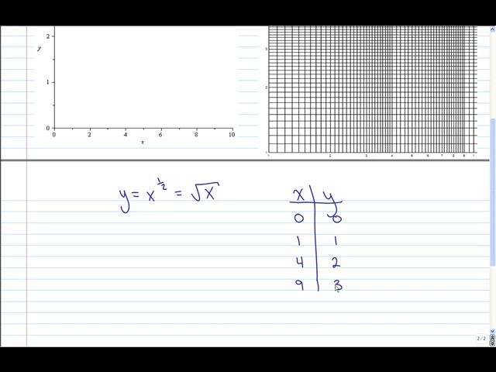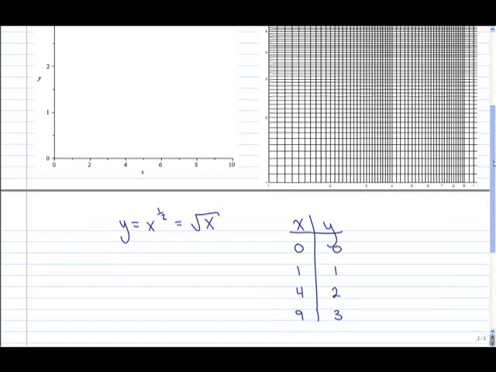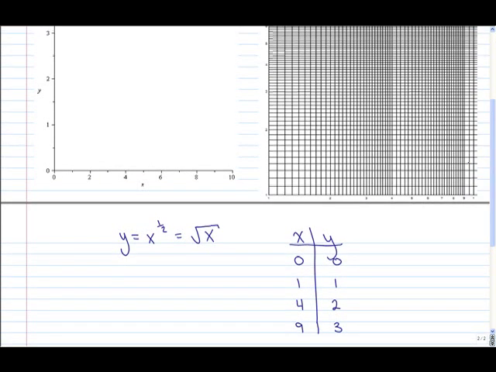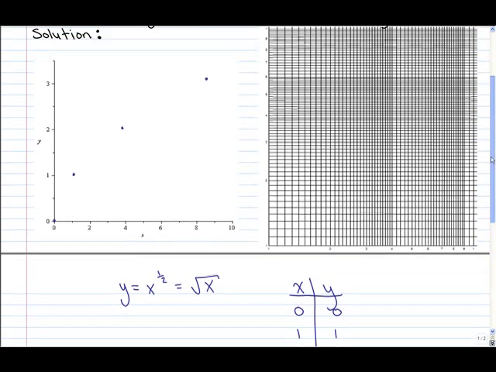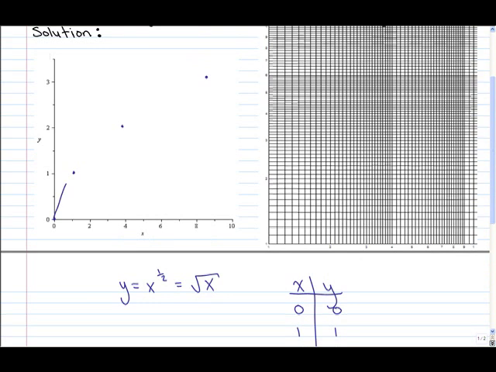Now let's try plotting this. So on my ordinary axis, which is on the left here, let's plot the points 0, 0, 1, 1, 4, 2, 9, 3. And this will give us a rough idea of what this function looks like on an ordinary axis. So you can see here that this function, the root function, root x, looks like half of a parabola on its side, basically. So that's on the ordinary axes.